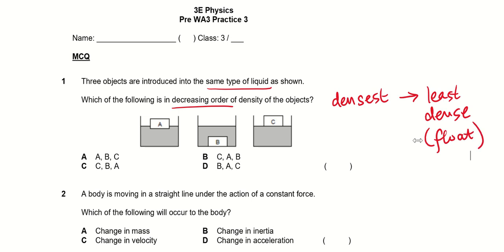Out of this, C is the least dense. B is the densest. So the answer will be from densest to least dense because they want decreasing order. So it will be B, A, C. So the answer is D.